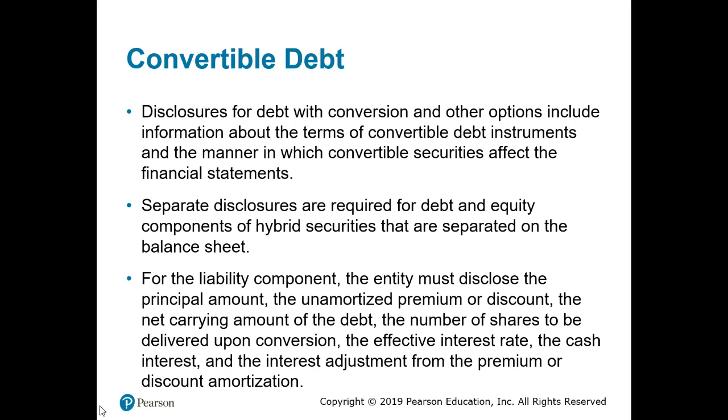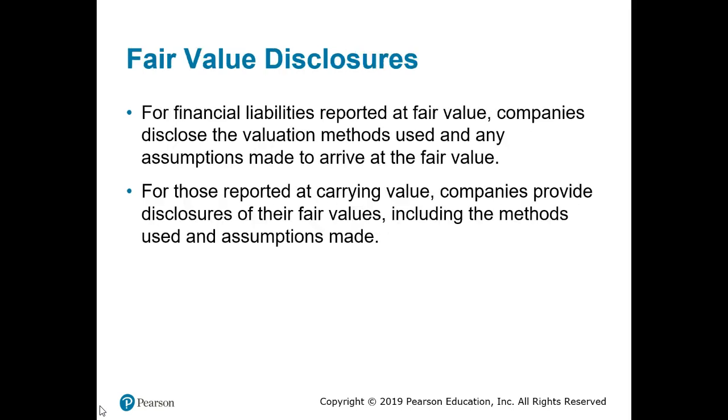And for the liability component, the entity must disclose the principal amount, the unamortized premium or discount, the net carrying amount of the debt, and the number of shares to be delivered upon conversion, the effective interest rate, the cash interest, the interest adjustment from the premium or discount amortization. Wow, quite a bit there.